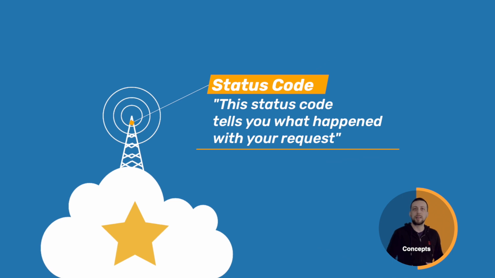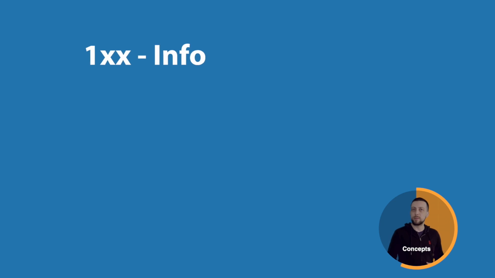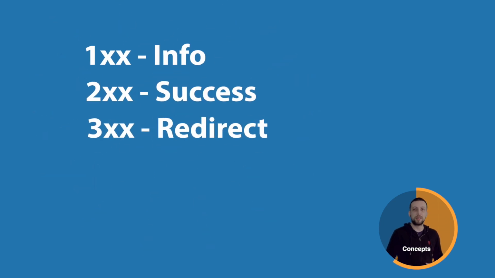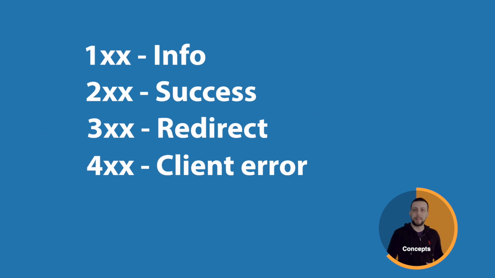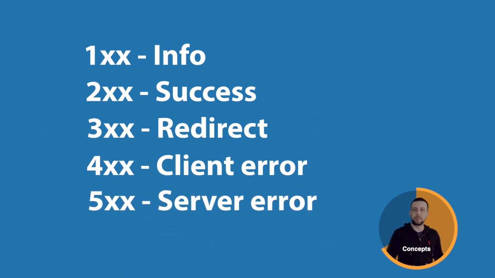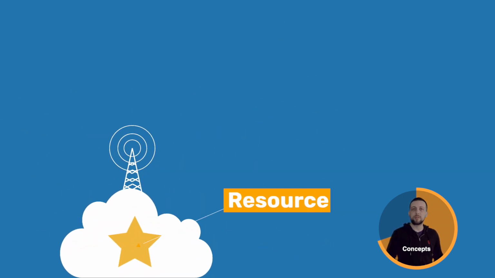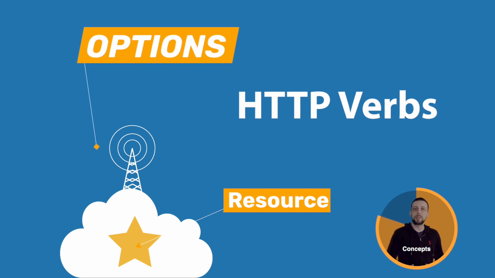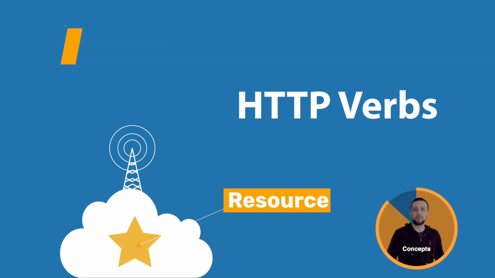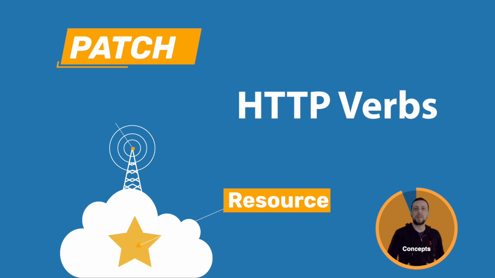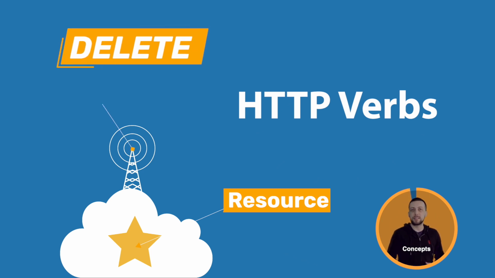These status codes are grouped into different categories. For example, 100 info, 200 success, 300 redirect, 400 client error, 500 server error. Representations of a specific resource can be obtained or manipulated by the client by using HTTP verbs. Options asks the API to see what operations are available, GET retrieves that resource, POST creates a resource, PUT updates a resource, PATCH partially updates a resource, DELETE deletes a resource.